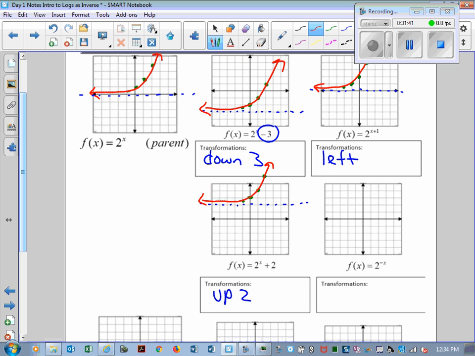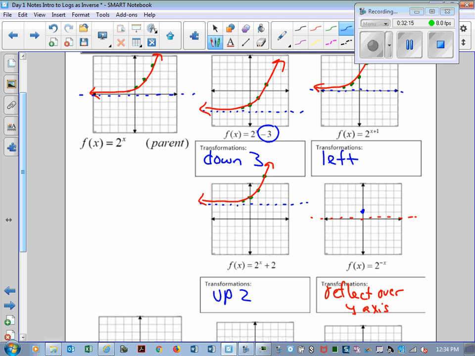Next one. What's your transformation? Reflect across the y-axis. Okay, reflect over the y-axis. Well, is that going to change my asymptote? No. Is that going to change my y-intercept? No.